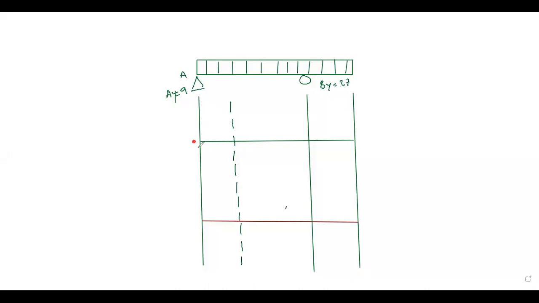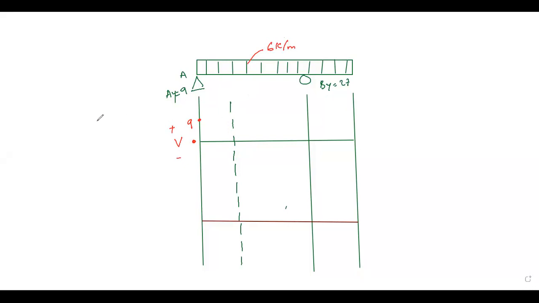Start from 0. This is shear force, positive upward, negative downward. Now we know Ay is 9, so we start from this point. Our value of A is 9. From here to here, it experiences a UDL load of 6 kilonewton per meter.